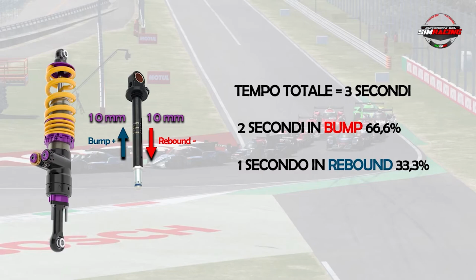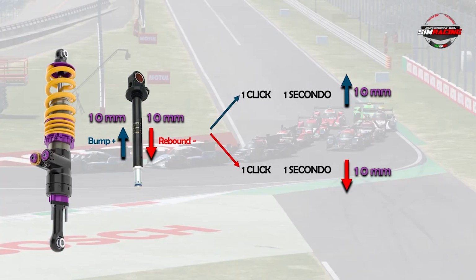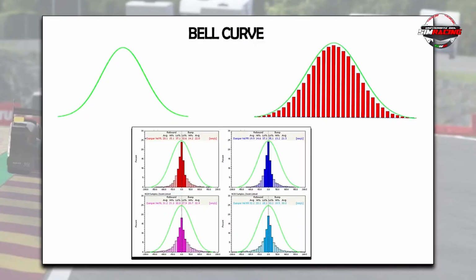To bring the system back to balance, there are two possible approaches. Either soften the bump damping to return to the original state, or stiffen the rebound damping until both phases take 2 seconds each, restoring the 50-50 distribution. The goal is to minimize load variations on the tires by making setup adjustments that create the most symmetrical histograms possible. Ideally, the target should be a linear distribution, forming what's known as a bell curve or Gaussian distribution.